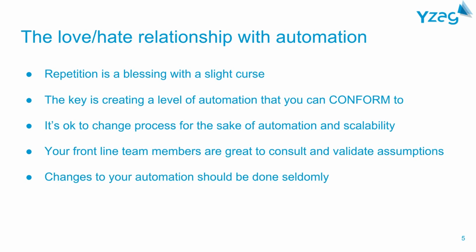Changes to your automation should be done seldom. So it's very important that when a process is introduced, it's not changed too frequently. There are usually two very extreme cases as to why this could occur. On the one hand, it's very possible that automation and process was created without really giving thought to scalability, right? And that's the third point here, where we said it's okay to change a process for the sake of scalability. So when that doesn't occur, then that short-sighted process becomes old, becomes antique.